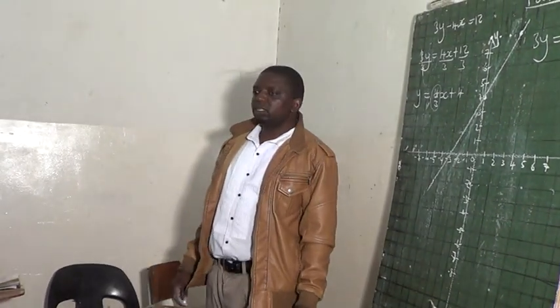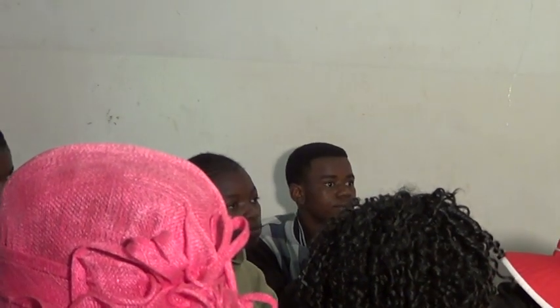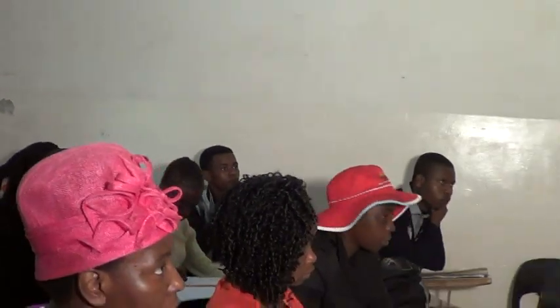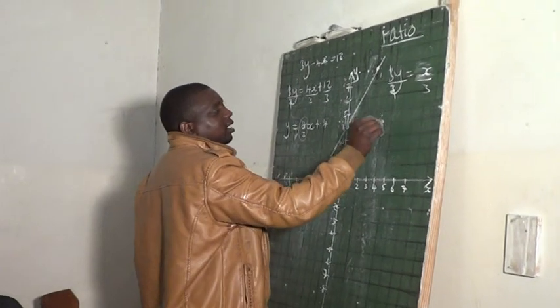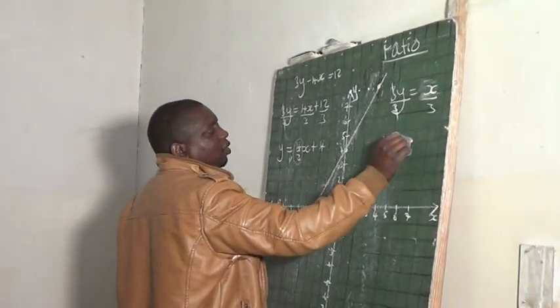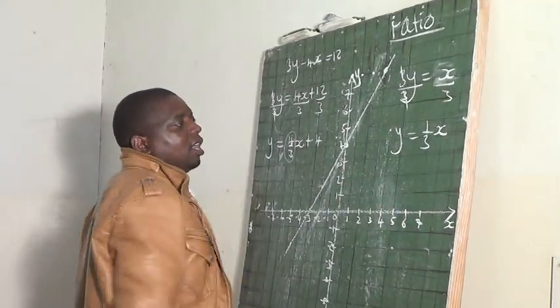What is the gradient and what is the y-intercept? Well, the gradient is 1 over 3, and the y-intercept is 0. Yes. To make y the subject, divide both sides by what? By 3. The 3 and 3 cancel off. y is equal to x over 3, which is the same as 1/3 of x.